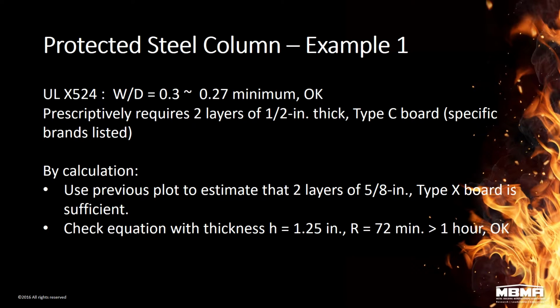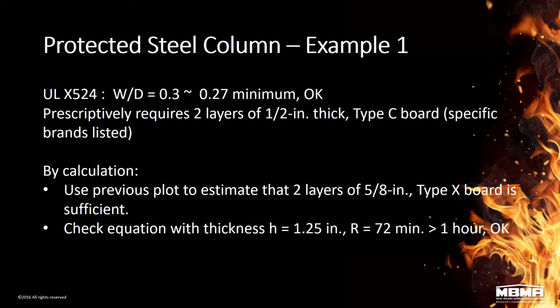The minimum W/D required is 0.27. We're at 0.3, so we're fine. We're greater than that, no problem. The assembly requires 2 layers of 1/2-inch thick Type C board. Type C board, recall, is the highest performance fire resistance board. Only specific brands and manufacturers are allowed in this design.